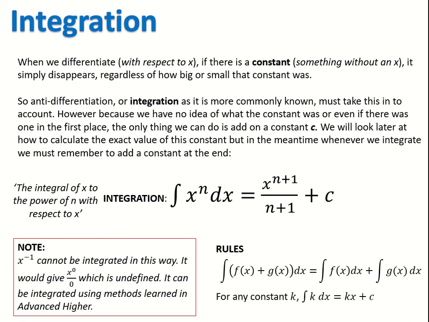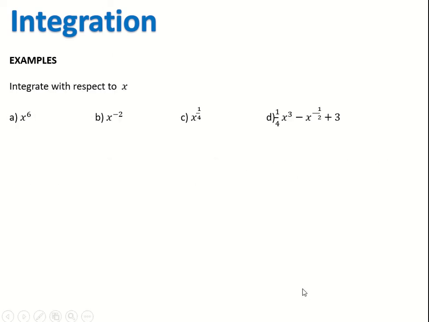If you were integrating 3, that's basically 3x to the power of 0. Remember, x to the power of 0 is just 1. So if you integrate 3x to the power of 0, the power increases by 1, it becomes 3x to the power of 1 divided by 1, which just gives you 3x. Same kind of idea, in reverse of differentiation. You just have to remember what it means when it comes to integration. And of course, you have to add the constant. Okay, right, let's do some examples.